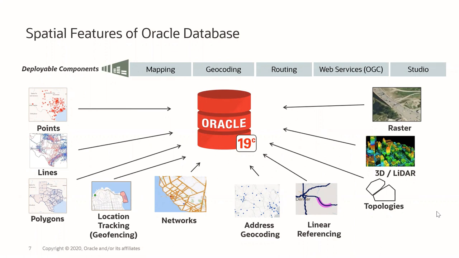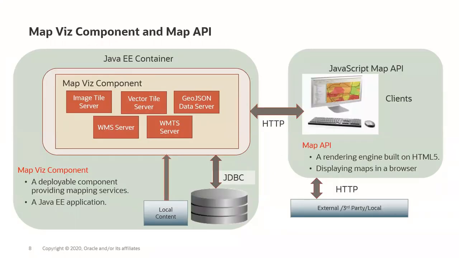Now let's zoom in a bit to look at the mapping component. In this slide, what we see is the map visualization component. On the left is the map viz server. It is a deployable component providing mapping services. It is a Java EE application. On the right, you see the map API. It is a rendering engine built on HTML5, and it displays maps in a browser.